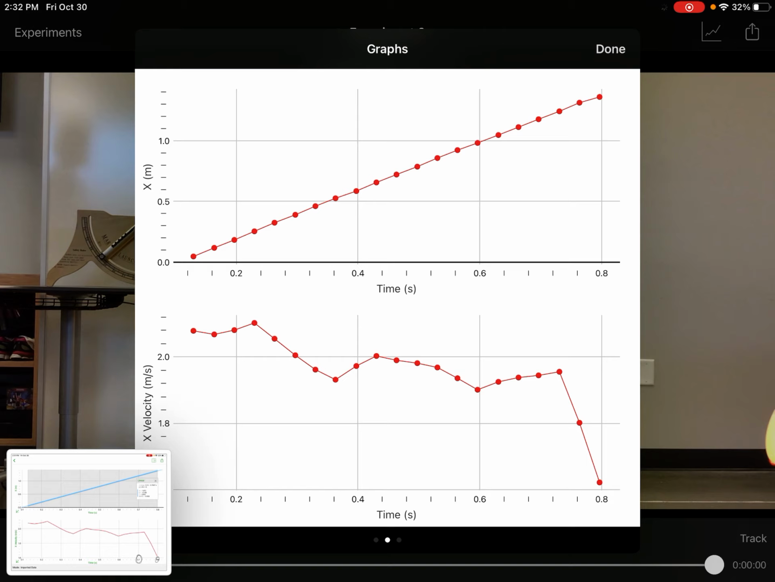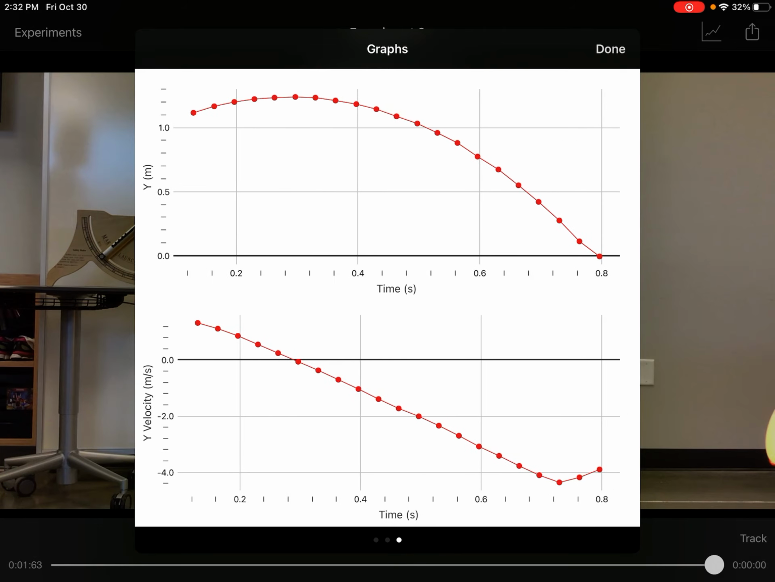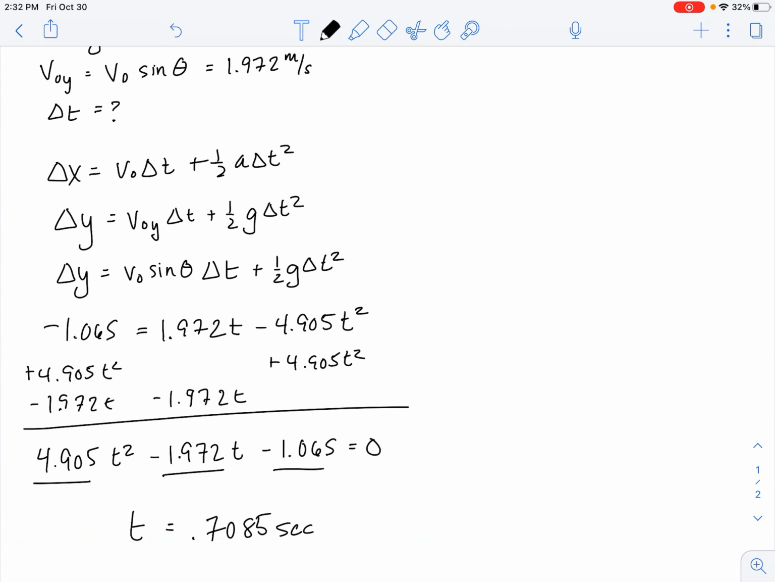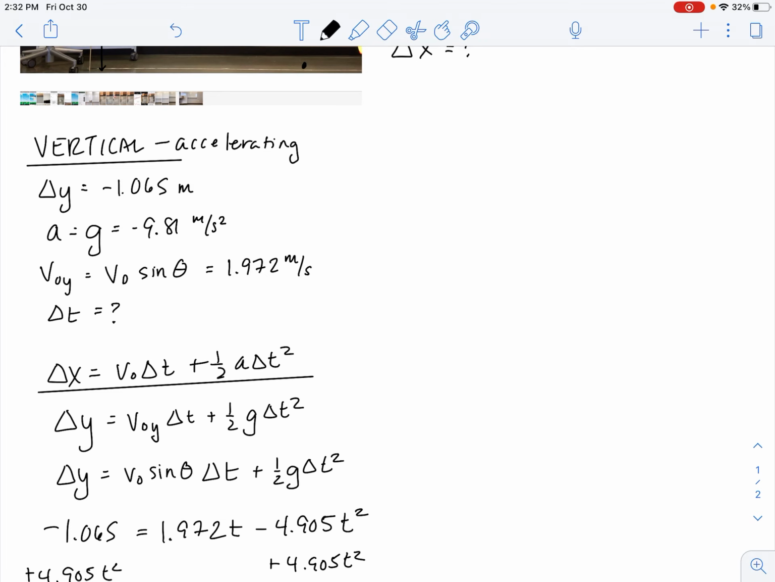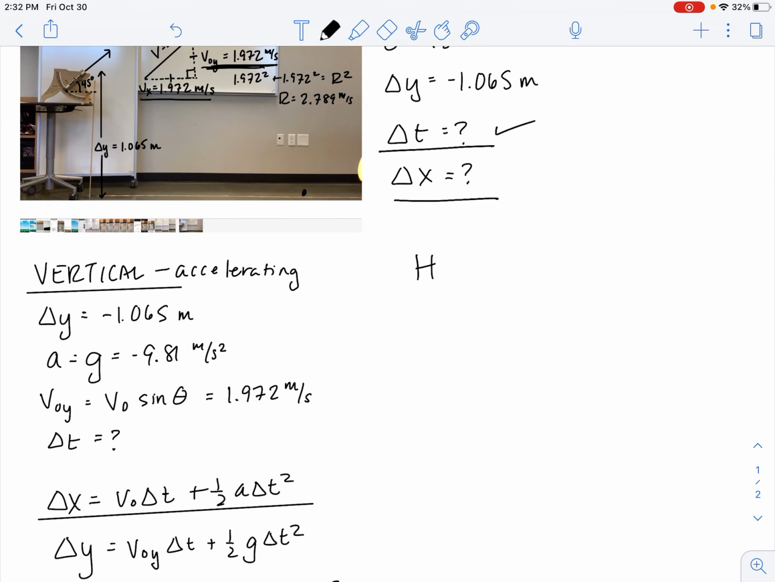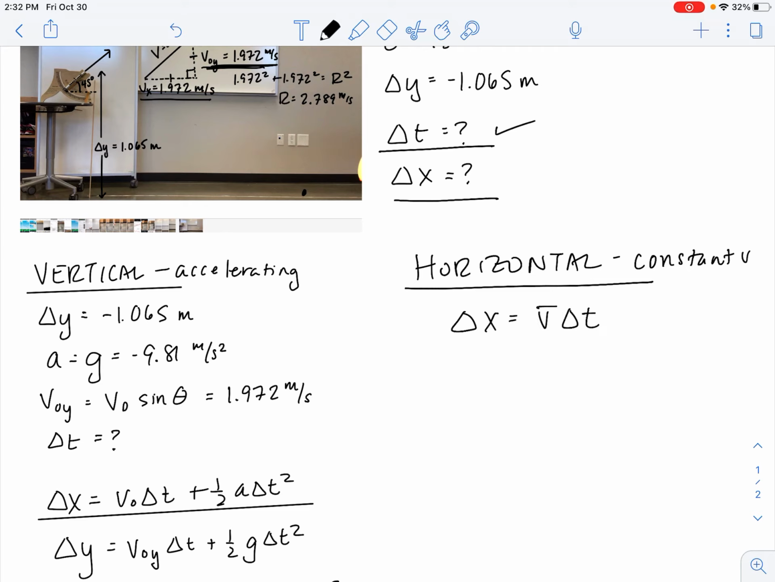And let's go back to video physics. Again, I'm looking at where it seems to hit the ground, and it's between 0.7 and 0.8 seconds. So I think I'm in good shape with my calculation there. Okay. Now, I found delta t, and again I did that using a quadratic formula. Now I'm going to find delta x, and I'm going to think about horizontal motion. In the horizontal direction, we have constant velocity. And there's really only one formula for constant velocity.